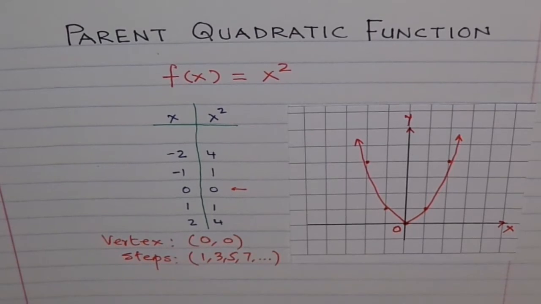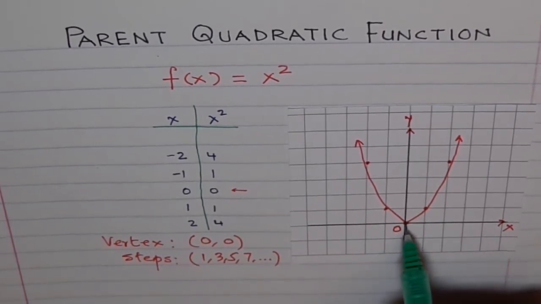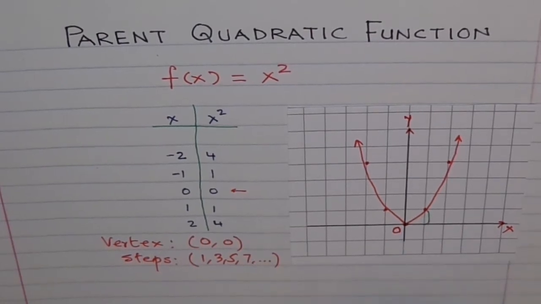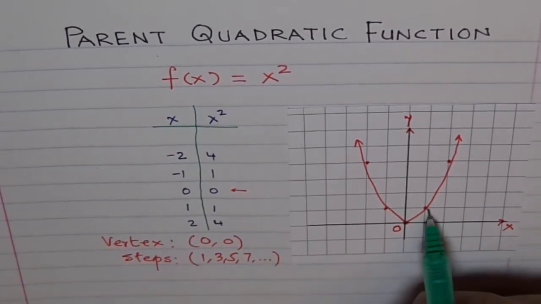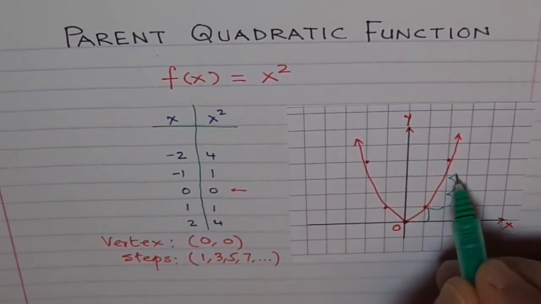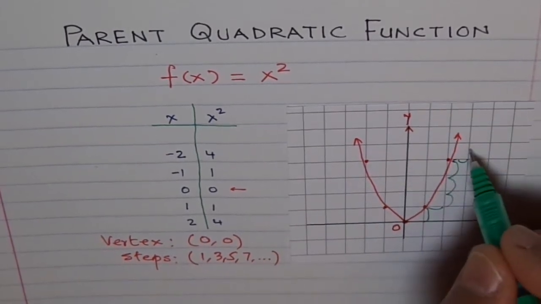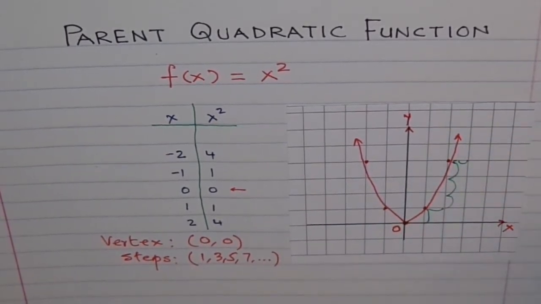What I mean by steps of 1, 3, 5, 7, let me explain that. The vertex is 0, 0, so you are there at the vertex. Then first step, when you move 1 unit to the right, you go 1 step up. And next time, you go 3 steps up. 1, 2, 3. Do you see that? Next time it will be 5 steps, correct? We don't have space, but that's how it moves.